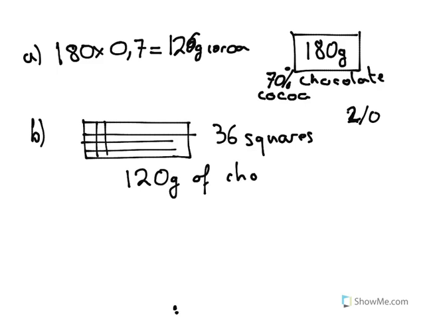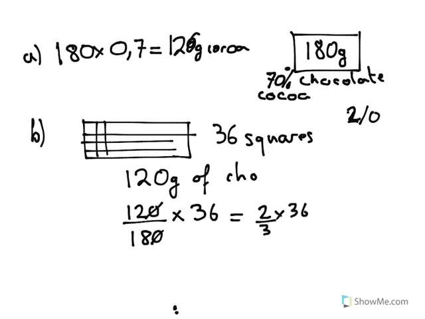Well, what you know is that 120 is really a fraction. You're trying to find out how much is 120 of 180, and 36 squares is for your whole one. So you can work it out just by doing 120 divided by 180 times 36. That's the same as 12/18, divide top and bottom by 6, you get 2/3 of 36, which is 24 pieces. So that's one way of doing it.